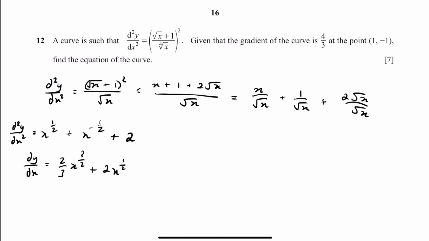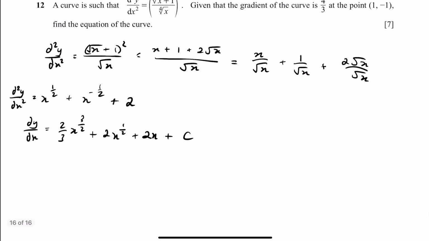And then with a constant, you just add the x on, so we get plus 2x. And then we have a constant c that we don't know yet. However, they've given us information that the gradient of the curve is 4 over 3 at the point 1, comma, negative 1. Which means if we substitute the x-coordinate 1 in, we should get 4 over 3.